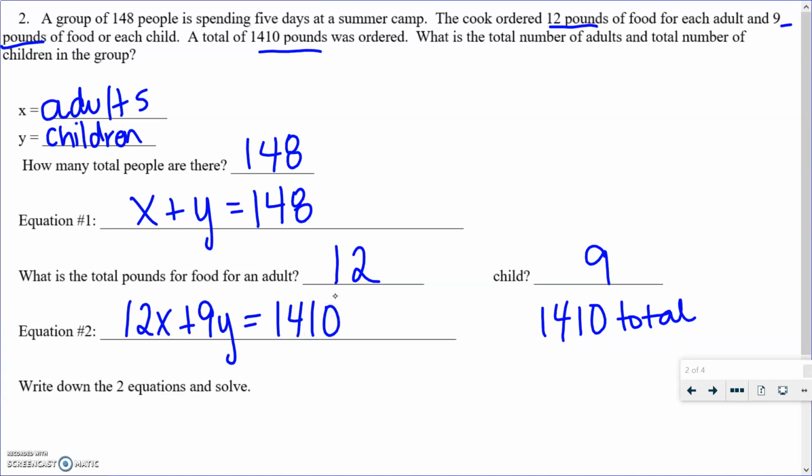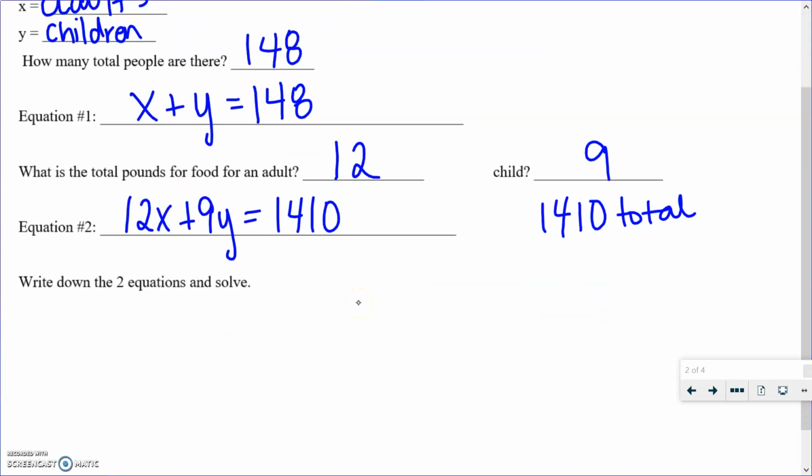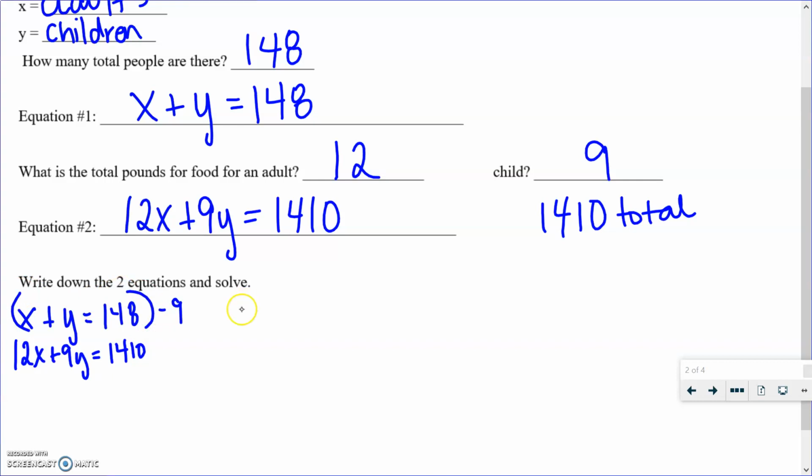1,410 pounds total. Okay, so again, I'm going to write my two equations down here and use elimination because they both are set up in a way that elimination looks like it makes the most sense. My variables are lined up. I need to multiply this equation by -9 because I'm going to eliminate the y's this time instead of the x's. It doesn't matter, you could eliminate the x's if that's better for you. That's just what I'm choosing this time.